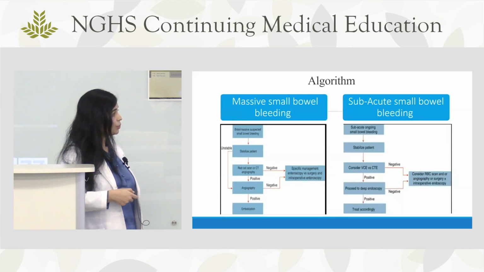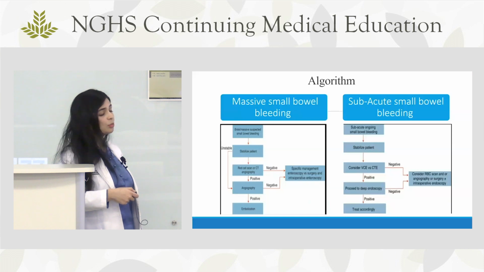As I said before, you can consider a CT angiography. If a CT angiography is negative, then move on to enteroscopies and things like that. If it's positive, of course, you're going to move to angiography and then embolization. If your patient is coming in with a subacute bleed, then probably consider a video capsule endoscopy or a CTA.